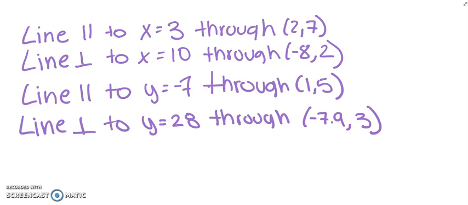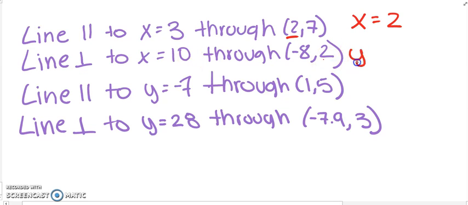We have three problems left, but first I wanted to highlight some extra problems. If you are to write a line parallel to x equals 3 through to 7, well, what's parallel to an x equals? That's a vertical line, another vertical line, which is going to be an x equals, and my x is 2. If I want a line perpendicular to x equals 10, well, perpendicular to a vertical line is a horizontal line, which is a y equals.